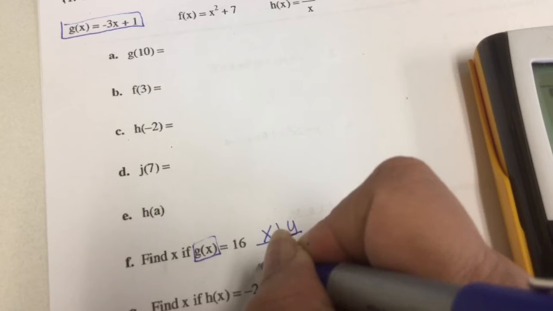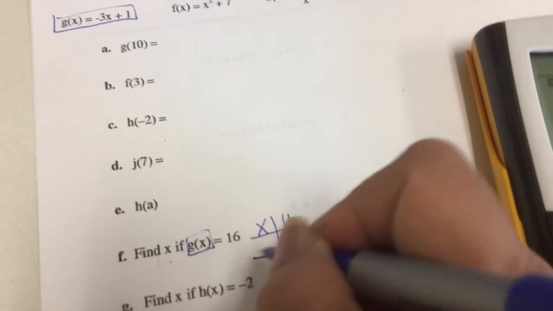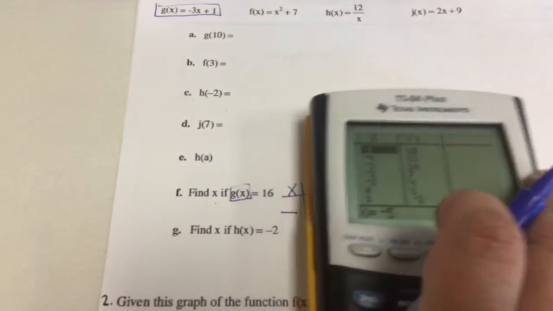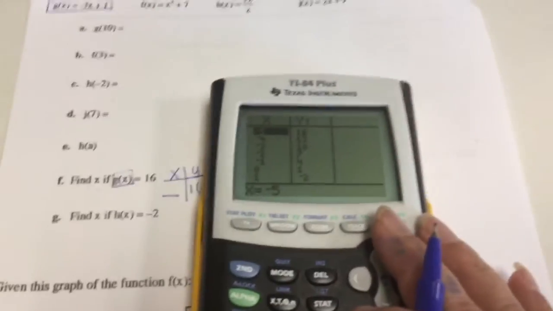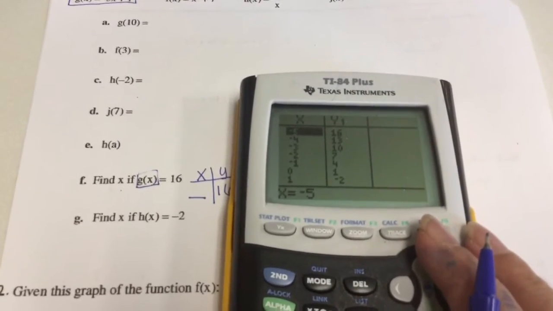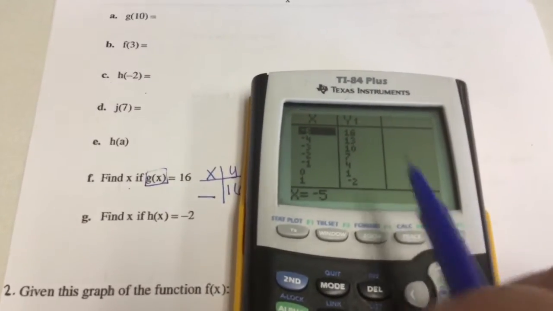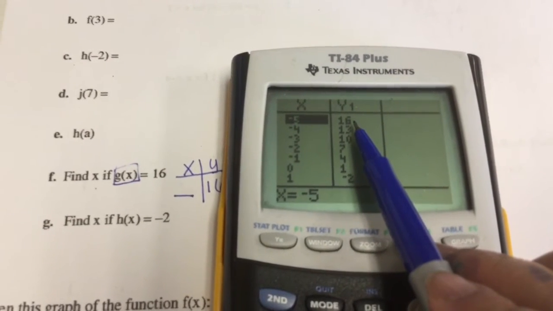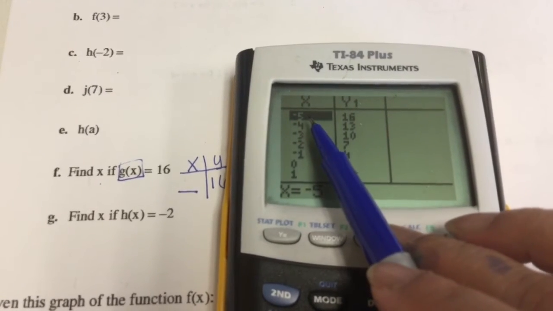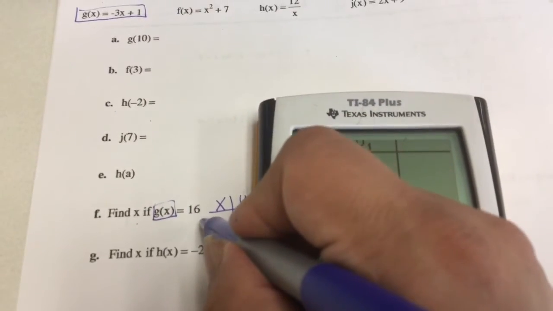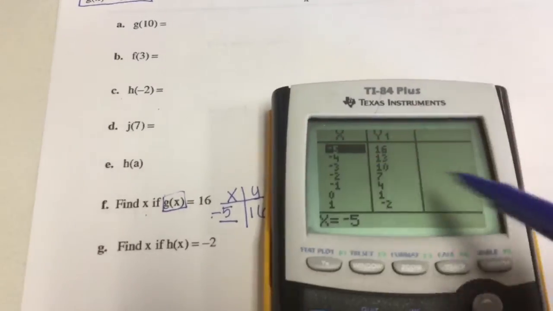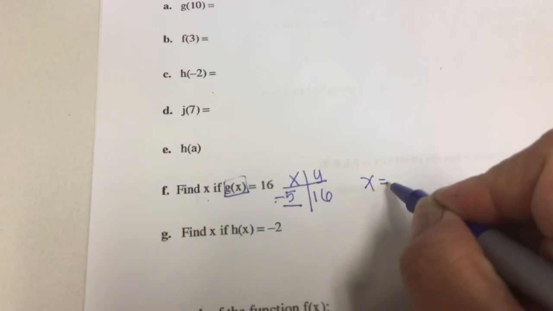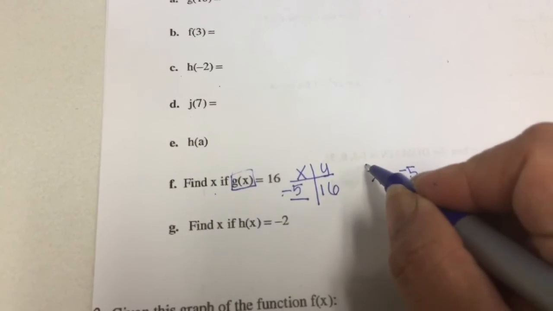They want me to find what my X is. It says find X, and they're telling me that my Y is 16. So now going back to my calculator, I'm going to look. When Y is 16, what is my X? Check out your calculator on the table. You might have to scroll up or down. On my table, Y is 16 here, but my X is what? My X is negative 5. So I could make a note, X equals negative 5, and just box it.